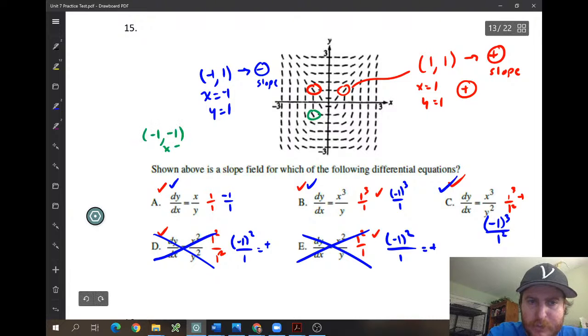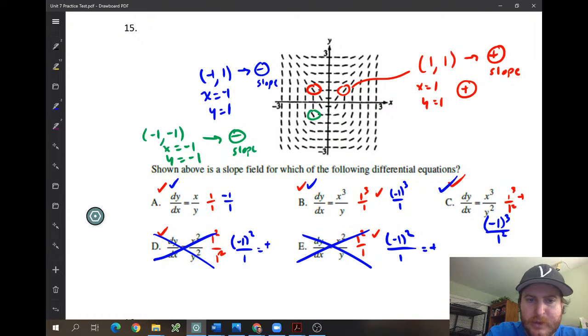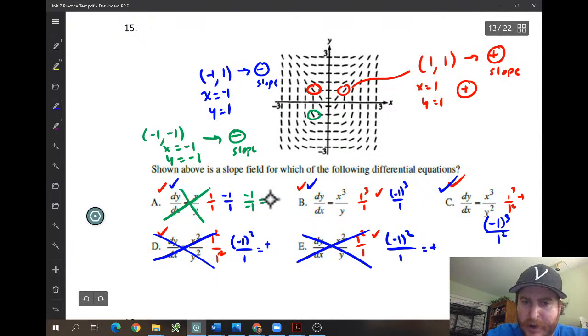So we're going to plug in x is negative 1, y is negative 1, and we should have gotten another negative slope, right? It's pointing down. In this case, negative 1 over negative 1, I got a positive answer, but I wanted a negative slope. So we're going to cross that out. I got positive. It should have been negative. Here, negative 1 cubed is negative 1 over negative 1, again a positive answer, but that's a negative slope. I can cross that out.